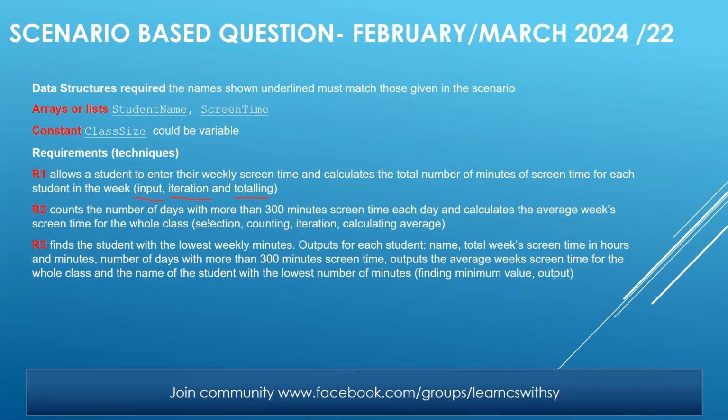Requirement two: counts the number of days with more than 300 minutes screen time each day and calculates the average week's screen time for the whole class. It means here I have to go for selection, decision making. So if you have identified which selection statement is more suitable, you have counted with the proper variable, and you have declared it. Please remember, they didn't say initializing, they said declaration.